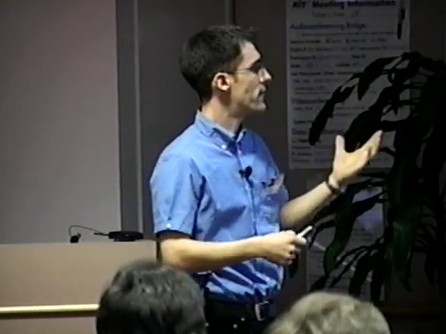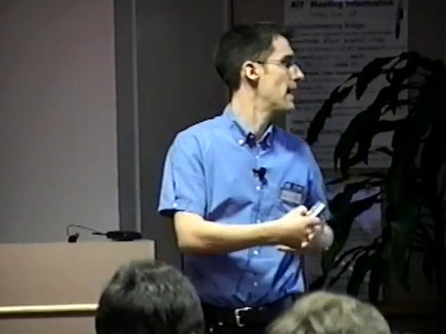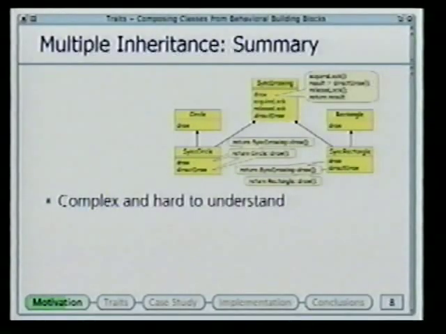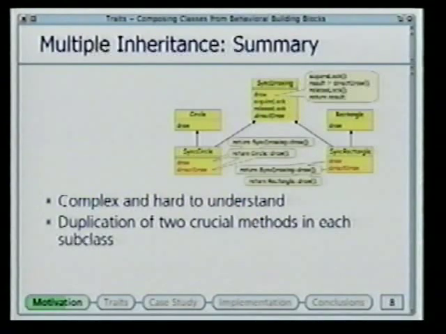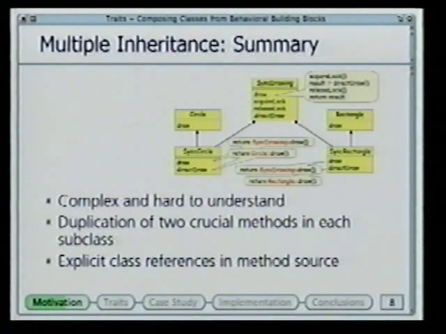Now, as you have seen, the whole solution, even though the original problem was very simple, is quite complicated and at first a little hard to understand. It also still involves duplication of two methods in both subclasses. And it involves explicit class references, at least in the C++-based version, to resolve the conflicts, which makes the whole system a little fragile.